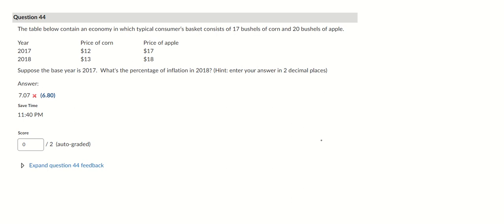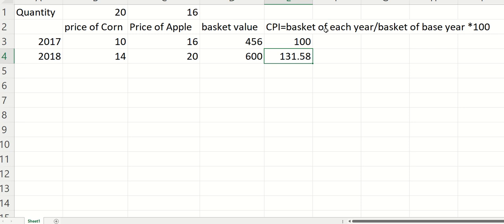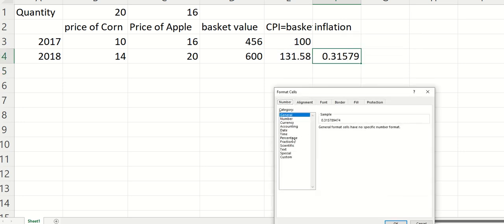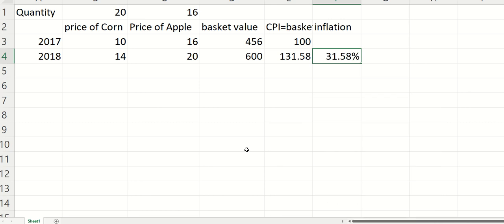All right. So number 44, asking for inflation for 2018. One more step. I'm going to use the same number from the previous question, not a new number. It's just an extension. So last step, inflation. We take our CPI for this year minus CPI for last year, divided by CPI for last year. Again, give me a percentage. So the answer is going to be 31.58.